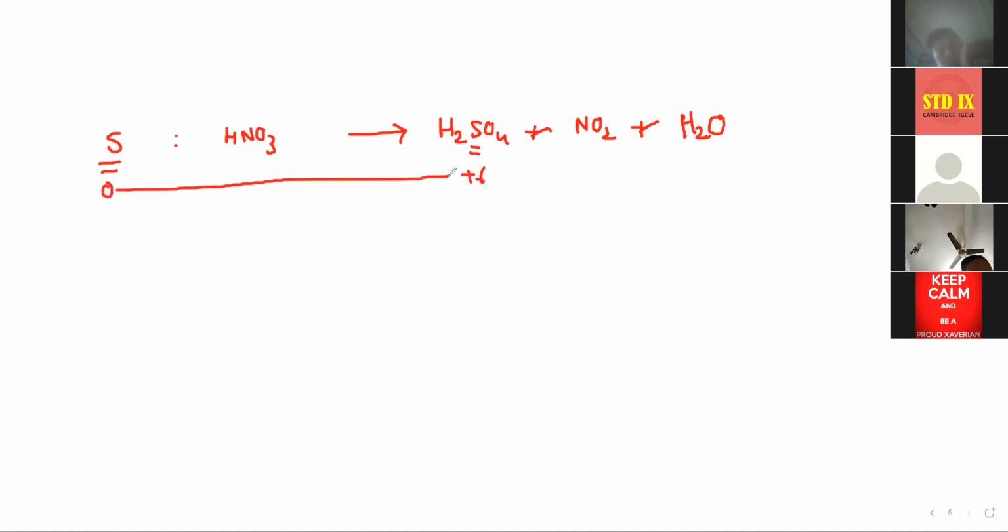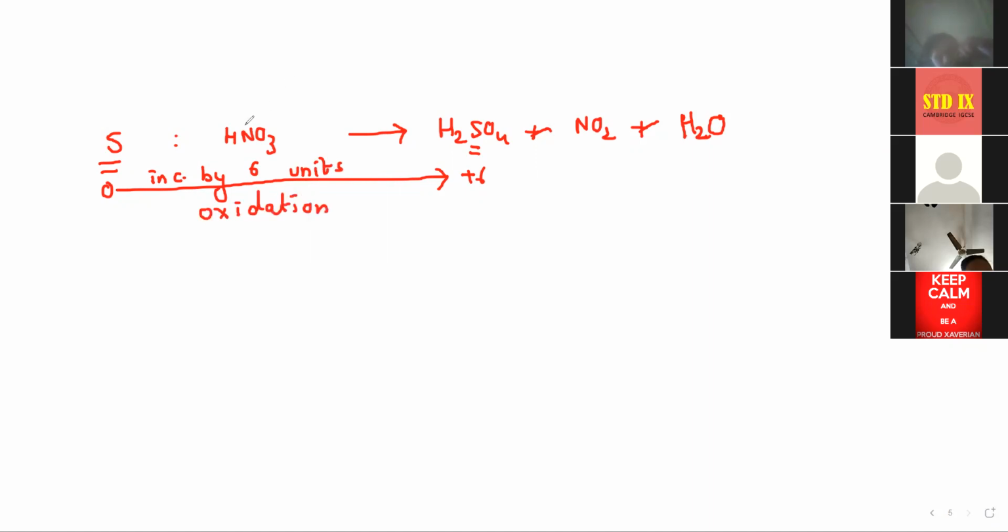You are having S plus HNO3, right? Then in the right hand side, we are having H2SO4, we are having NO2, we are having H2O. Now, the main element you have to identify: sulfur in both the cases, from 0 to +6. So here it is increasing by how many units? 6 units. Increased by 6 units. So this 6 is a case of what? Oxidation. Any doubt up till here?